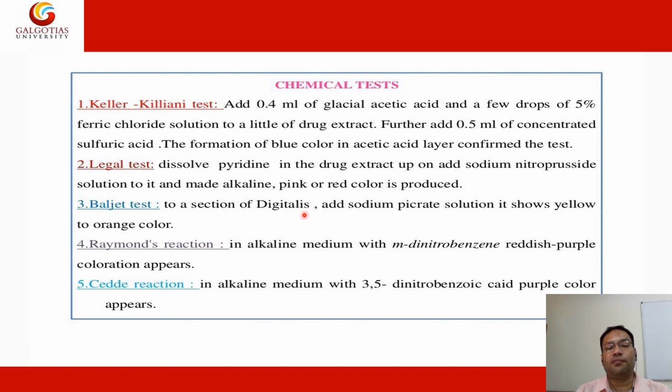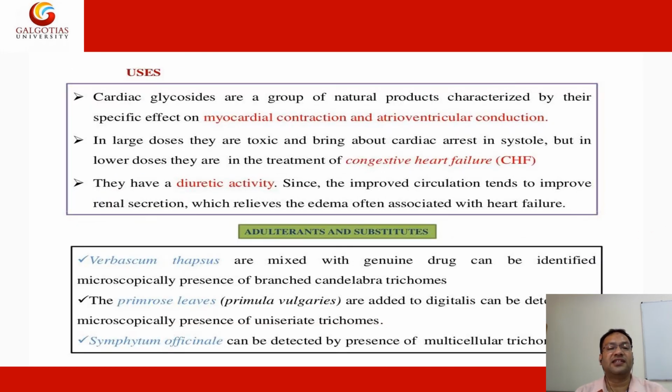Baljet test: add sodium picrate solution to show a yellow or orange color. Raymond reaction: in alkaline medium with m-dinitrobenzene, a reddish purple coloration appears. Kedde reaction: in alkaline medium with 3,5-dinitrobenzoic acid, a purple color appears. So these are the tests of digitalis.